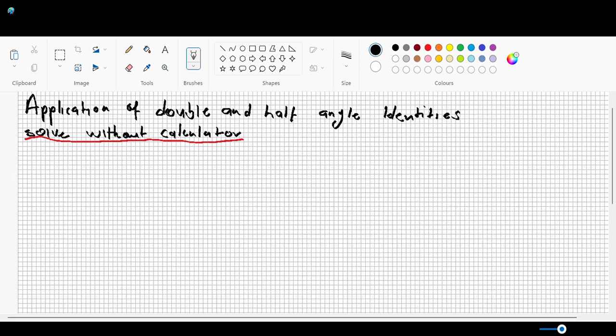So the problem that I have is as follows. We must solve this problem without using a calculator. So it goes like this: sine 37.5 multiplied by cos 37.5. All right, so this is the problem that we must solve. When you look at this problem here, guys, you can see that this is a double angle.